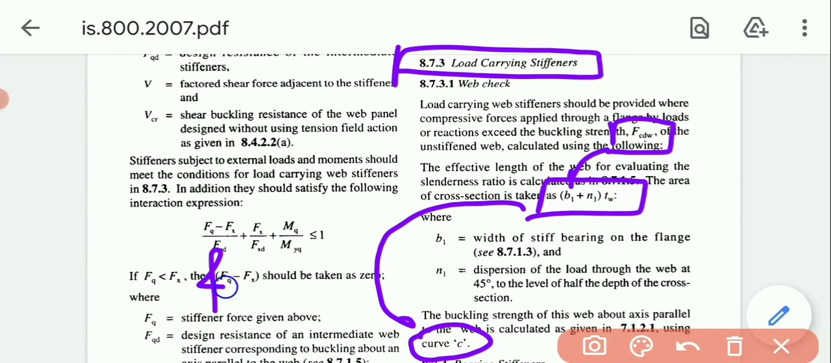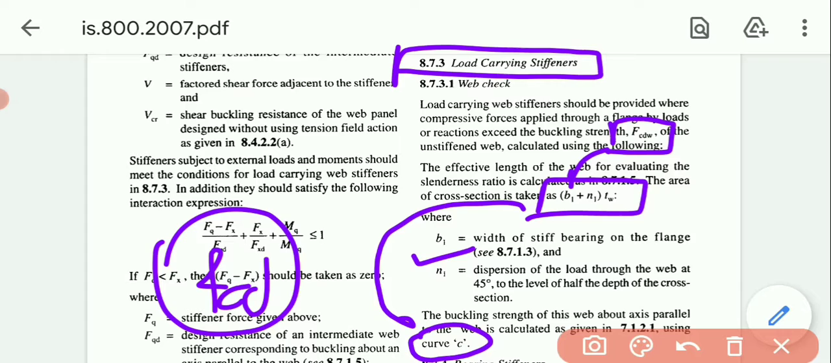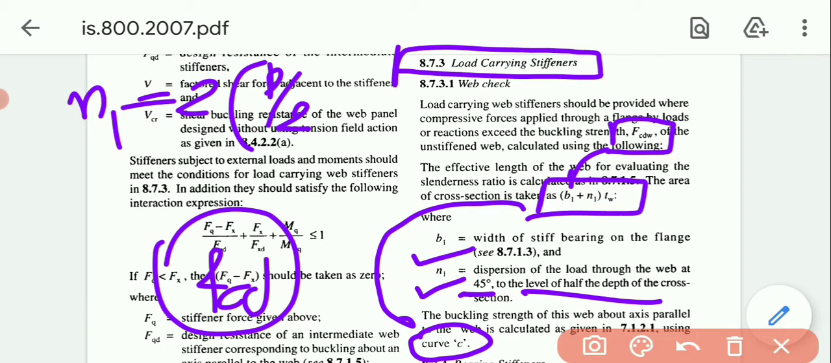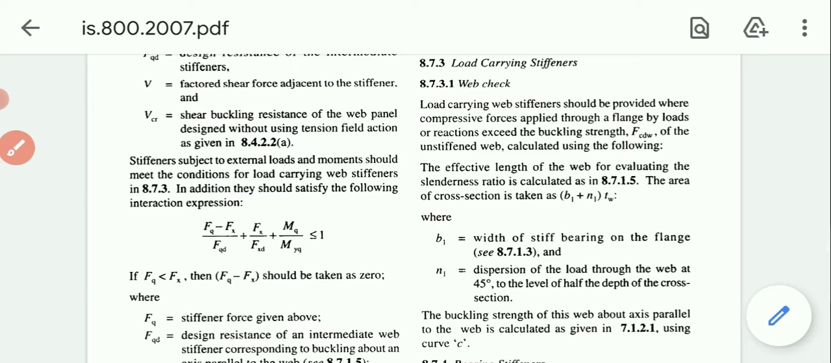Curve C means nothing but the design compressive strength fcd. The unknown parameters are b1, the stiff bearing length, and n1, the dispersion of the load at 45 degrees to half the depth of the cross section. Means n1 is always 2 times half the depth of the cross section, 2 times d by 2. So ultimately n1 equals d, the depth of the gantry girder. Okay, so let's calculate this parameter.